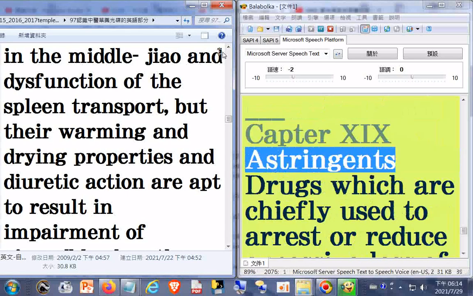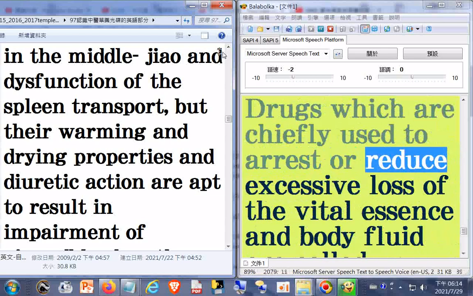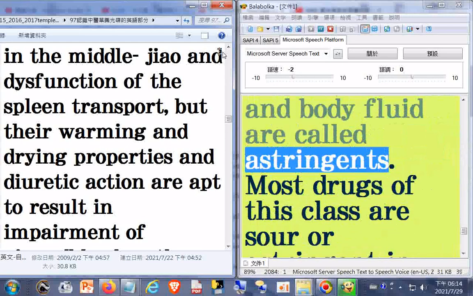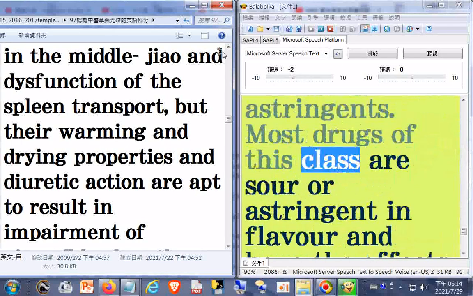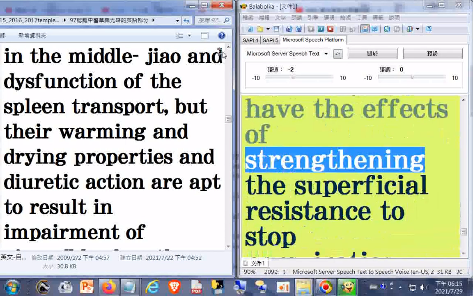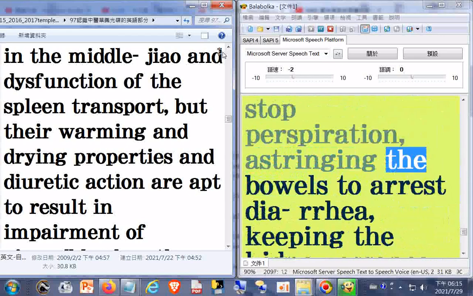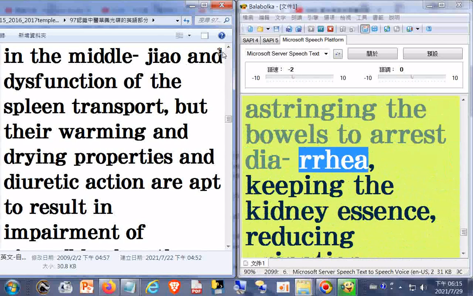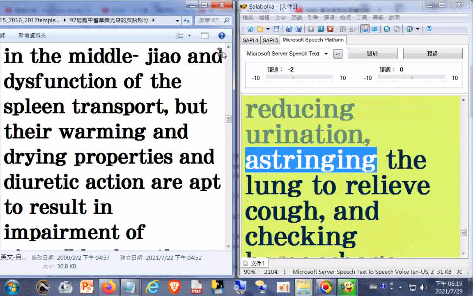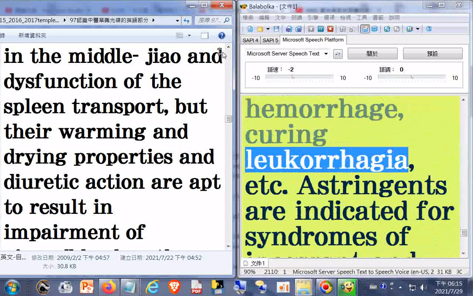Chapter 19 Astringents. Drugs which are chiefly used to arrest or reduce excessive loss of the vital essence and body fluid are called astringents. Most drugs of this class are sour or astringent in flavor and have the effects of strengthening the superficial resistance to stop perspiration, astringing the bowels to arrest diarrhea, keeping the kidney essence, reducing urination, astringing the lung to relieve cough, and checking hemorrhage, curing leukorrhagia, etc.